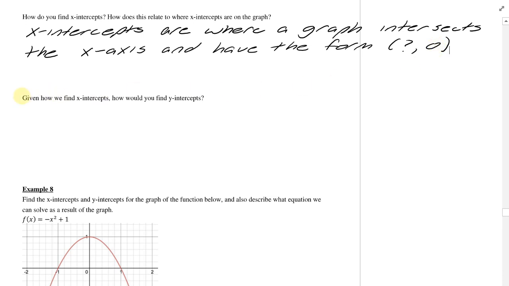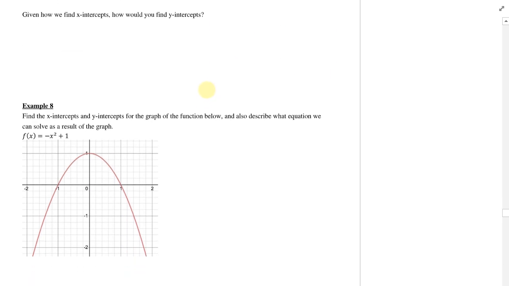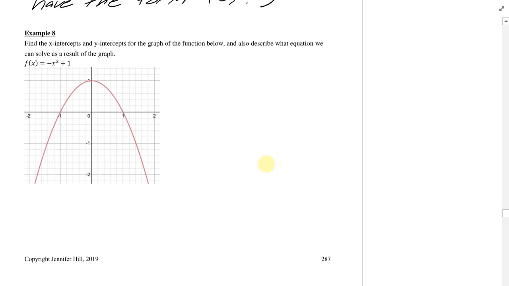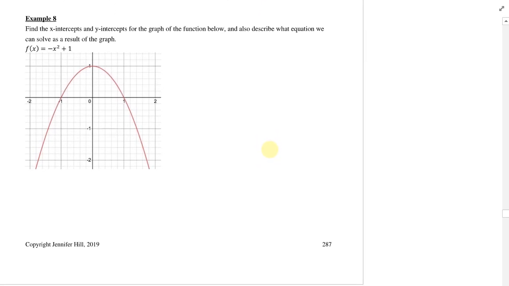Now that we know how we find x-intercepts, how do you think we find y-intercepts on a graph? What would we actually look for? Well, you'd look for where a graph crosses the y-axis, and these have the form (0, something). We fill in whatever for the question mark, but this is the general form. So now we're pivoting. I'm not asking you to solve equations. Now I'm asking you to find intercepts. So let's do it together.